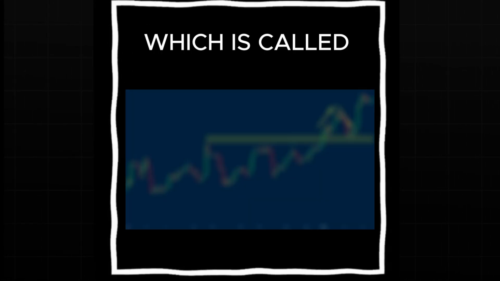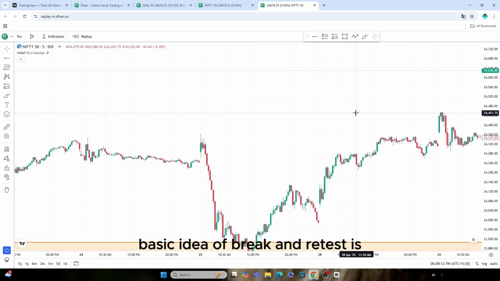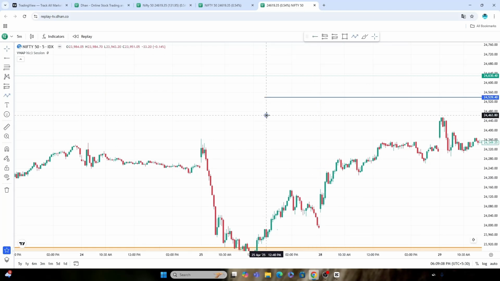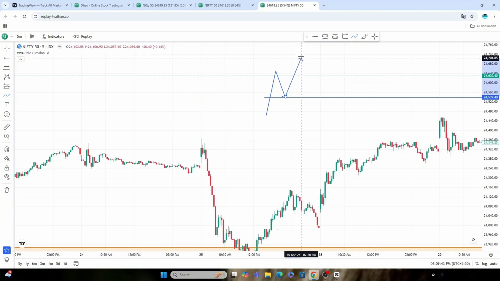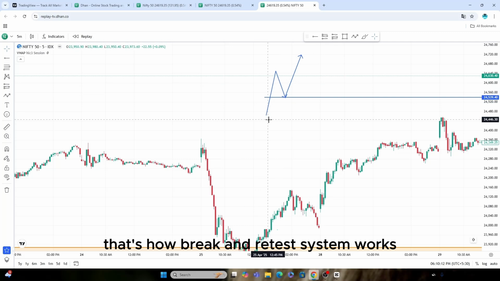For that you have to know the system we are using, which is called break and retest. The basic idea of break and retest is we are waiting for the market to break above a key level, then come back and retest your key level for continuation towards the upside. That's how the break and retest system works.